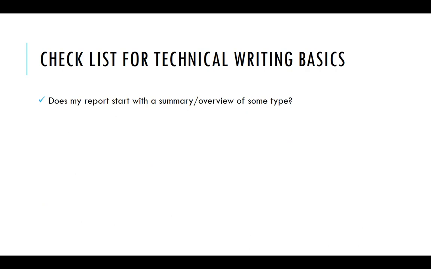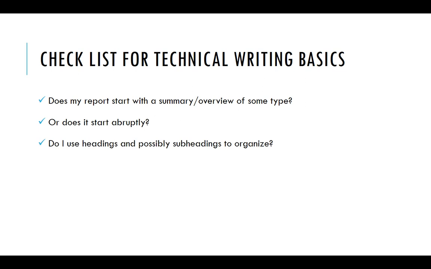Now, let's talk about the checklist for technical writing. Does my report start with a summary or overview of some type, right? That executive summary, so that we don't just start abruptly. Or does it start abruptly? And if it starts abruptly, you need to fix that. Do I use headings and possibly subheadings to organize? Again, you might not necessarily need subheadings for the projects that we're doing because they're only going to be a handful of pages long. But in reports for your own job, maybe some subheadings would be warranted.